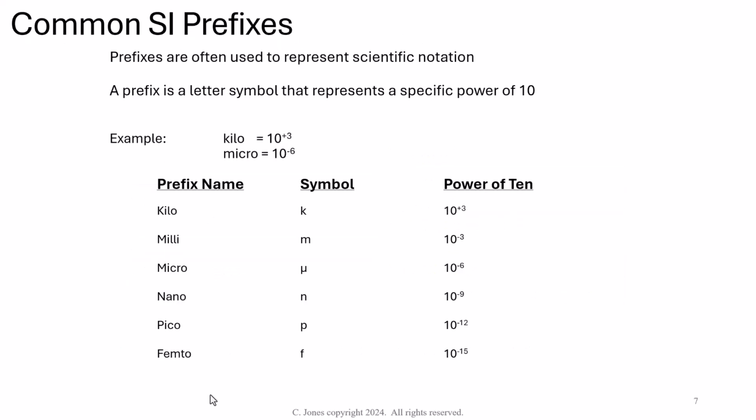Okay, prefixes. Prefixes are often used to represent scientific notation. A prefix is a letter symbol that represents a specific power of 10.